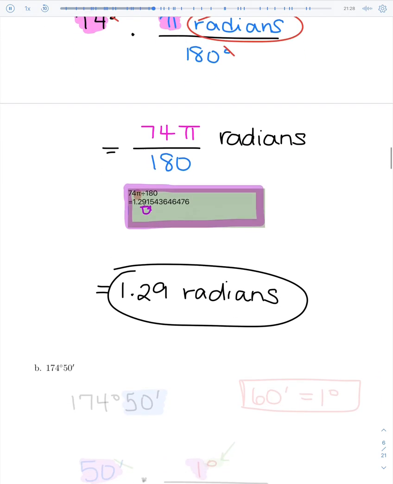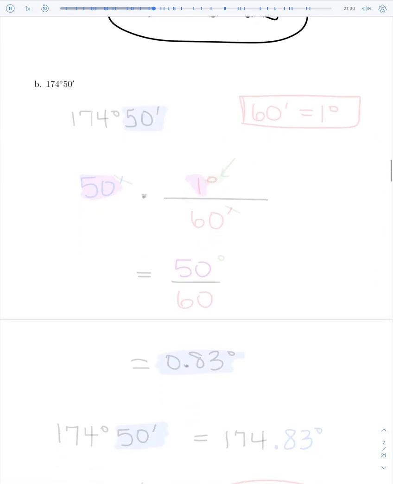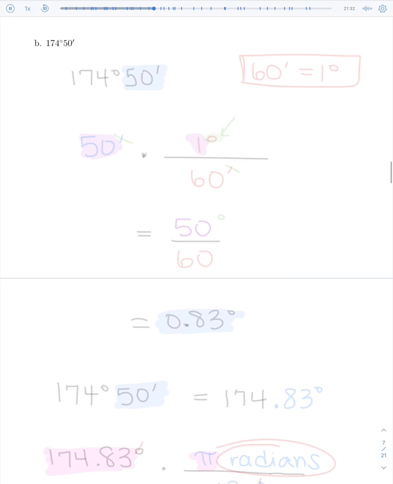Let's try another one. In this next one, we have 174 degrees and this is the first time we're going to have 50 minutes. So the first thing that we should be focusing in on is how to convert our 50 minutes into degrees so that we're not dealing with both degrees and minutes, but we're just going to be dealing with degrees. Well, remember, let's see how we do that.